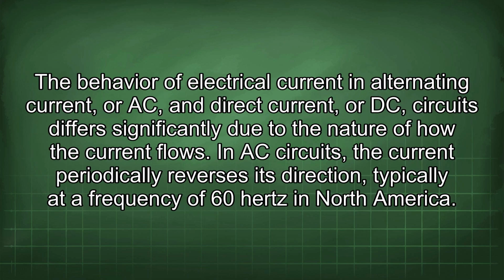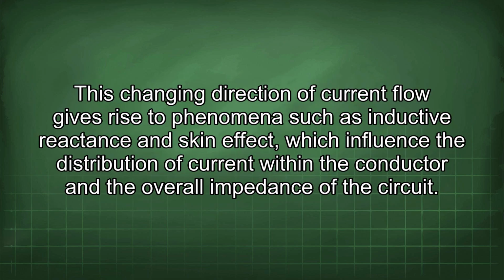The behavior of electrical current in alternating current, or AC, and direct current, or DC, circuits differs significantly due to the nature of how the current flows. In AC circuits, the current periodically reverses its direction, typically at a frequency of 60 Hz in North America. This changing direction of current flow gives rise to phenomena such as inductive reactance and skin effect, which influence the distribution of current within the conductor and the overall impedance of the circuit.